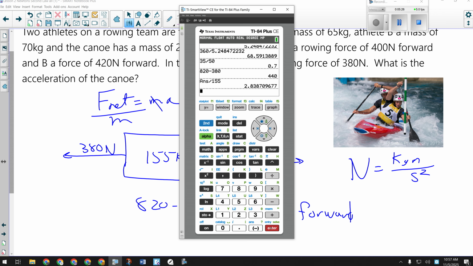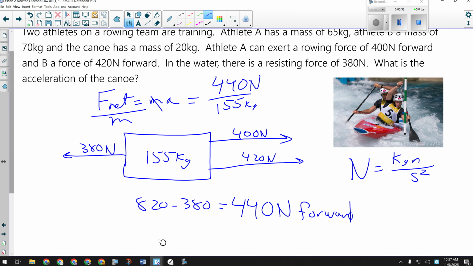Okay, so to two significant digits, we have 2.8 meters per second squared forward. Everybody all right with that one? Nothing too crazy there. But it's the first one where we actually had to combine a bunch of forces. All right, no questions, we'll move on.